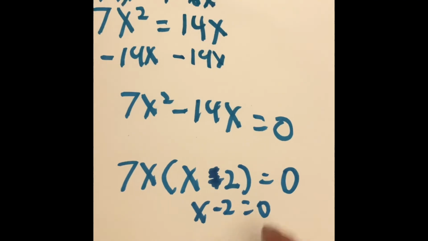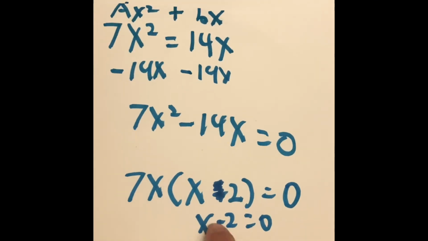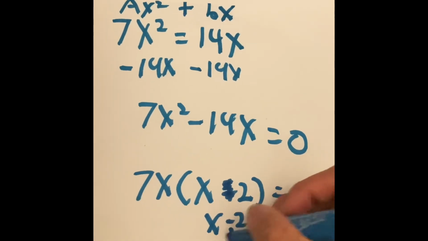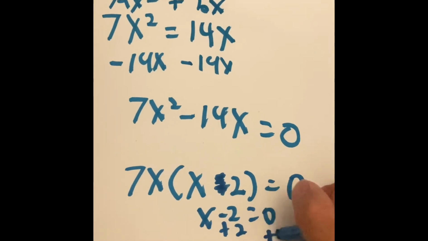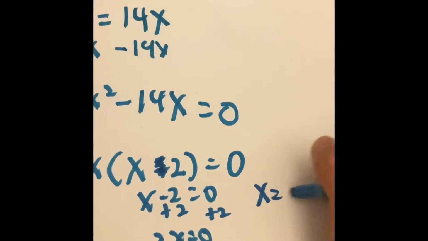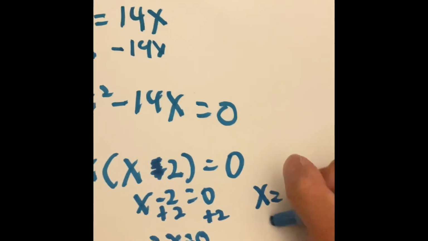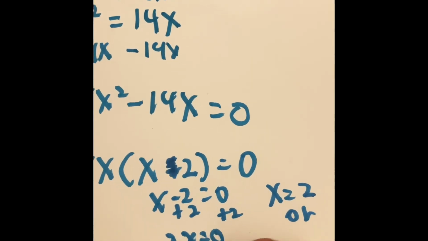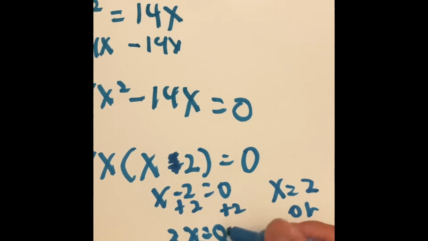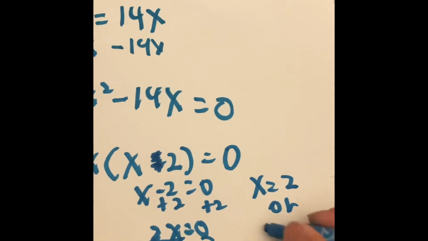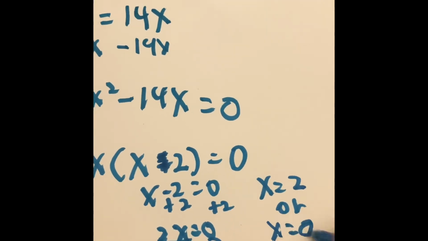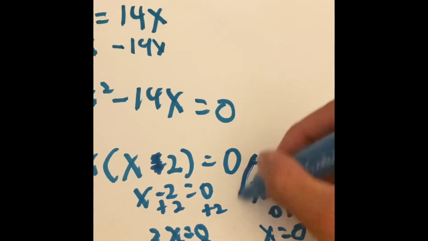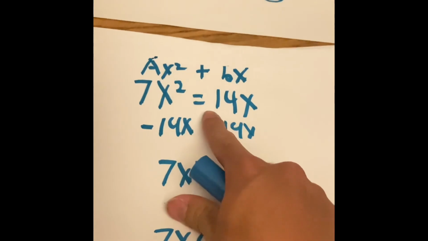What we have to do now is use the zero property to find out what the two x's are by simplifying. So we add 2 to both sides, and we have x equals positive 2. Or, divide by 7 on both sides. 0 divided by 7 is 0, so x equals 0. So these are the two x's that make this equation true.